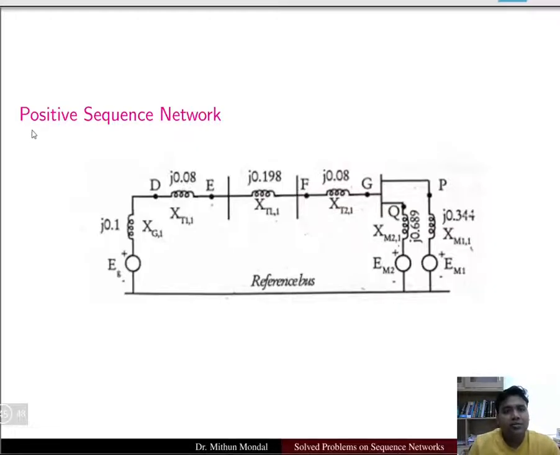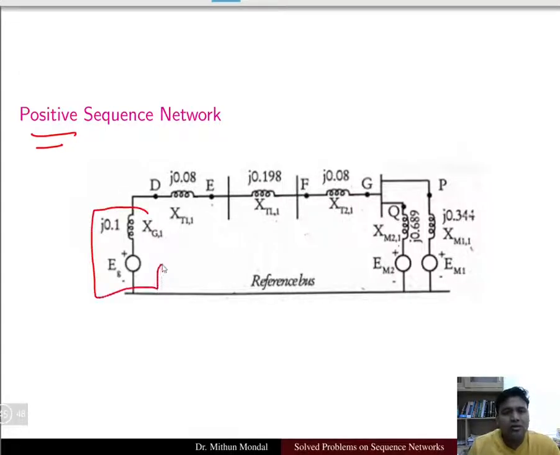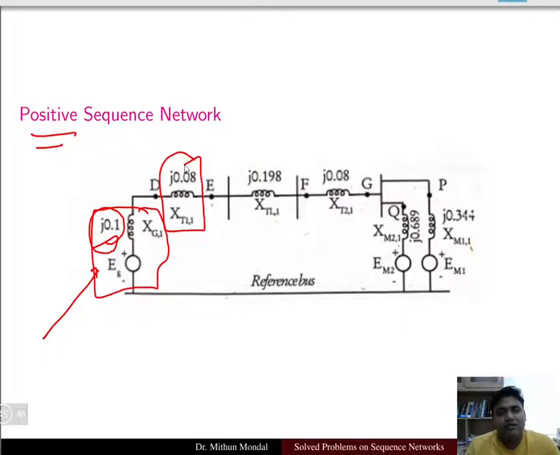So first we'll see the positive sequence network. This positive sequence network, this one is for the generator. So for the generator, there is an EMF source which is connected in series with the positive sequence network of the generator. Then we have the transformer T1. For transformer T1, we know that the positive, negative and zero sequence networks will be equal, and its value is 0.08. Then we have a transmission line whose positive and negative sequence are equal, but the zero sequence network is not equal. So here we are getting a value of j0.198. Then we have transformer T2, which is equivalent to transformer T1.